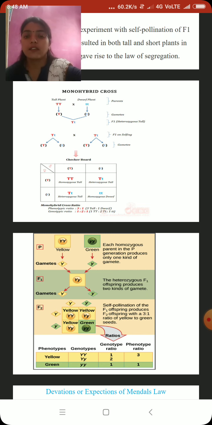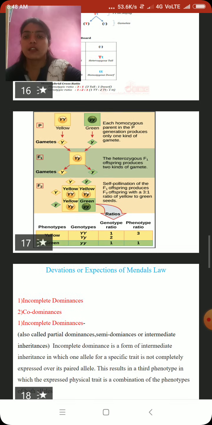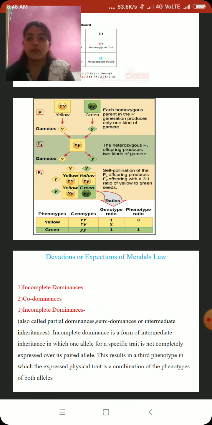Mendel again selected seed color, or seed pattern. A yellow seed crossed with a green seed gives, in the F1 generation, all seeds yellow in color.